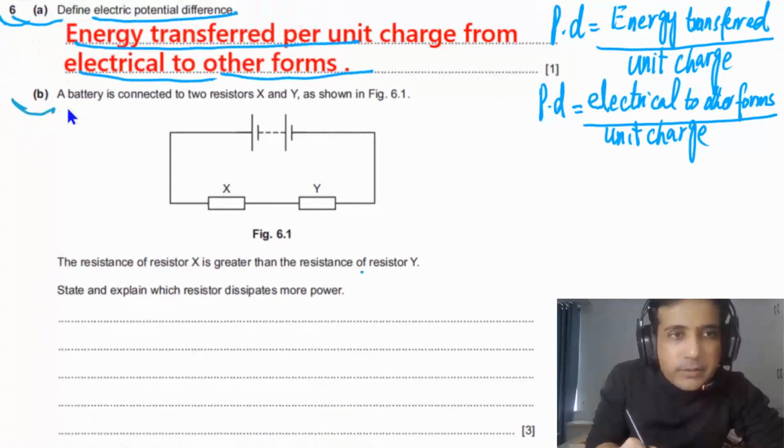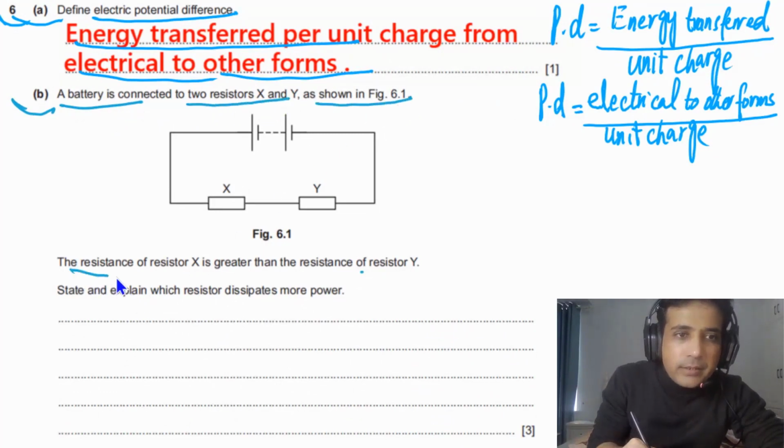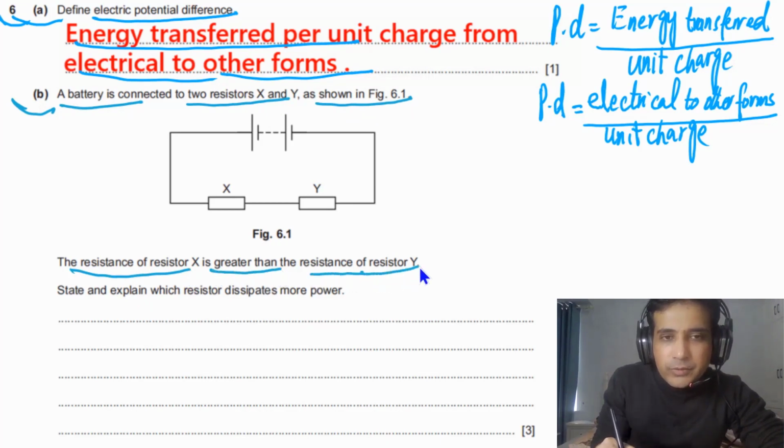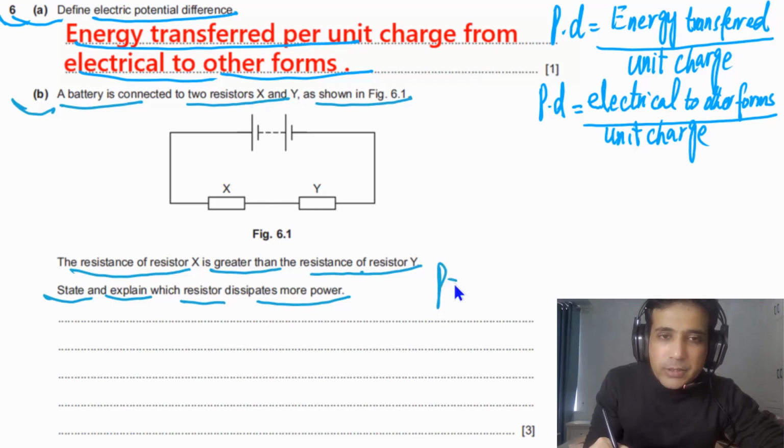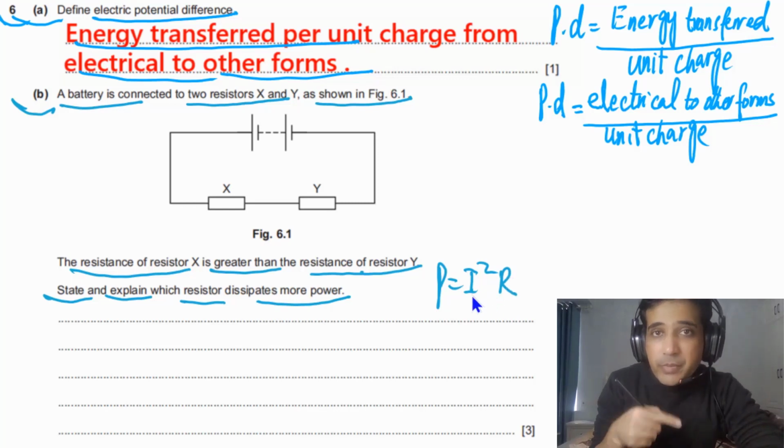For part B, it is given that a battery is connected to two resistors X and Y as shown in figure 6.1. The resistance of resistor X is greater than the resistance of resistor Y. We need to state and explain which resistor dissipates more power. For power, we need to understand power is equal to I squared times R. If I is greater, power will be greater. If R is greater, power will be greater.